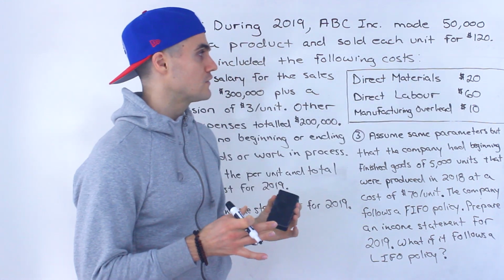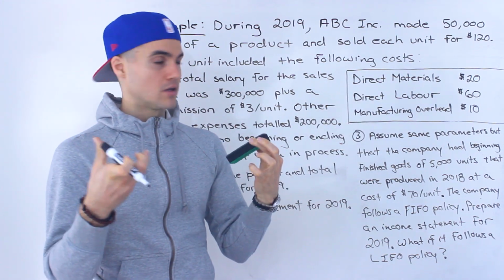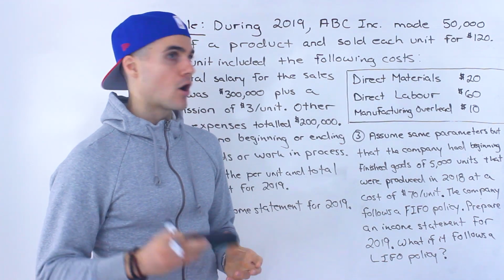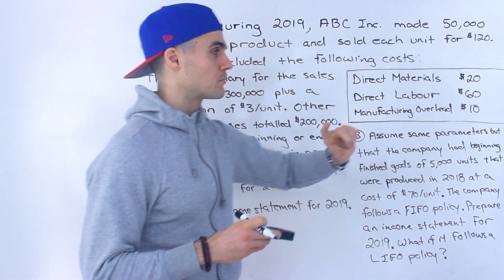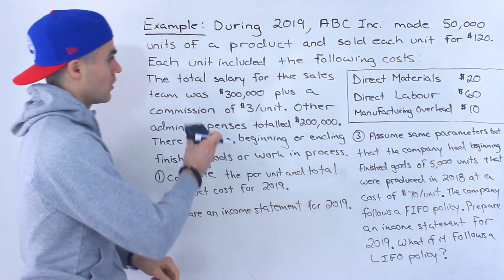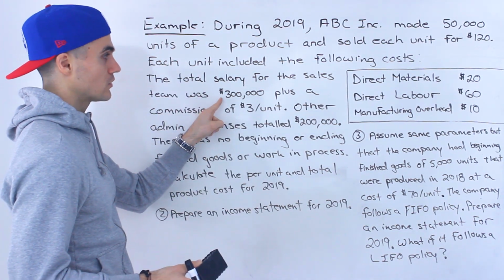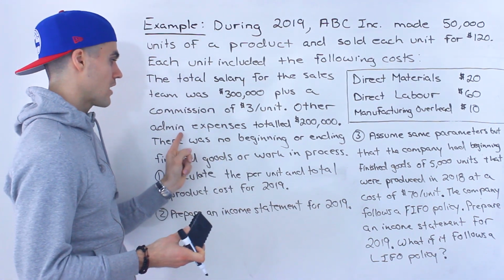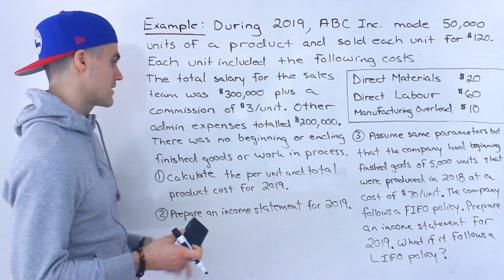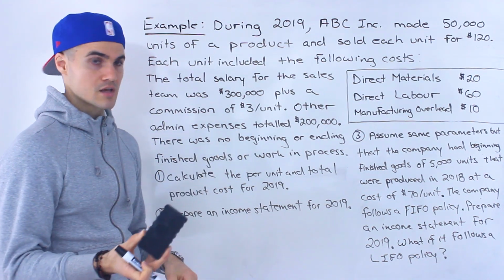Sometimes you'll be given these manufacturing costs as a total. A lot of times you'll be given them on a per unit basis. Notice, because these figures are so low, they're given on a per unit basis. We're also told that the total salary for the sales team was $300,000 plus a commission of $3 per unit. Other admin expenses totaled $200,000. There was no beginning or ending finished goods or work in process inventory.